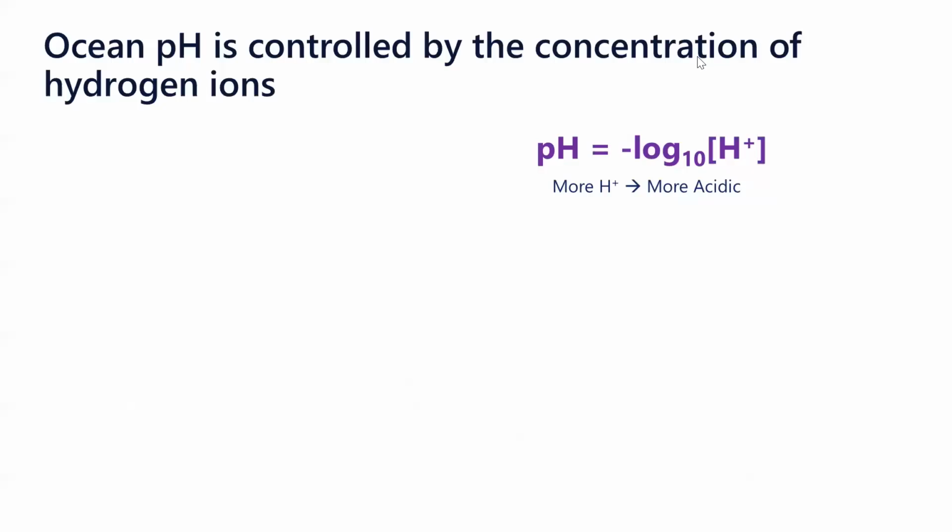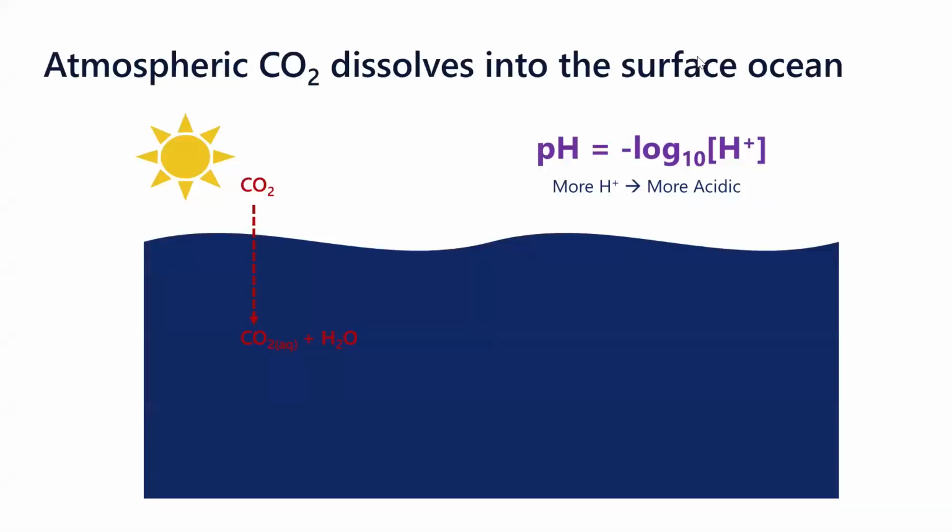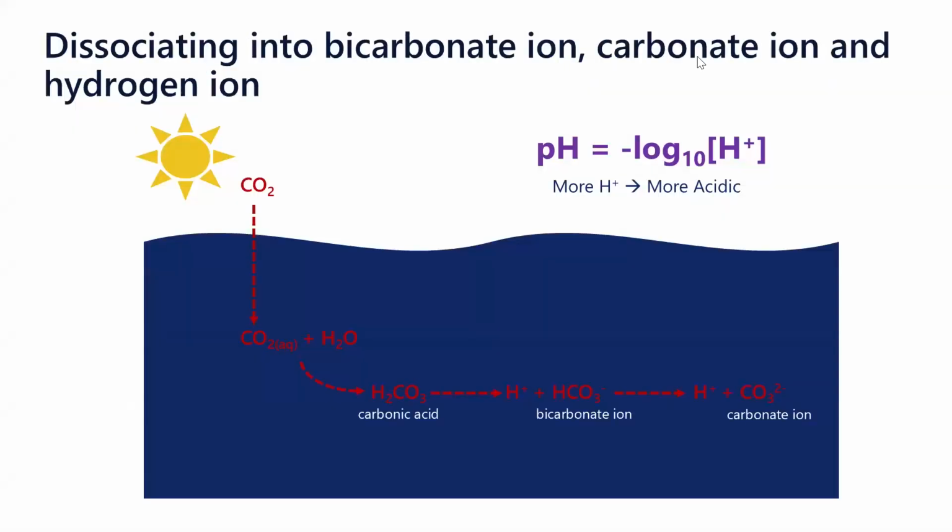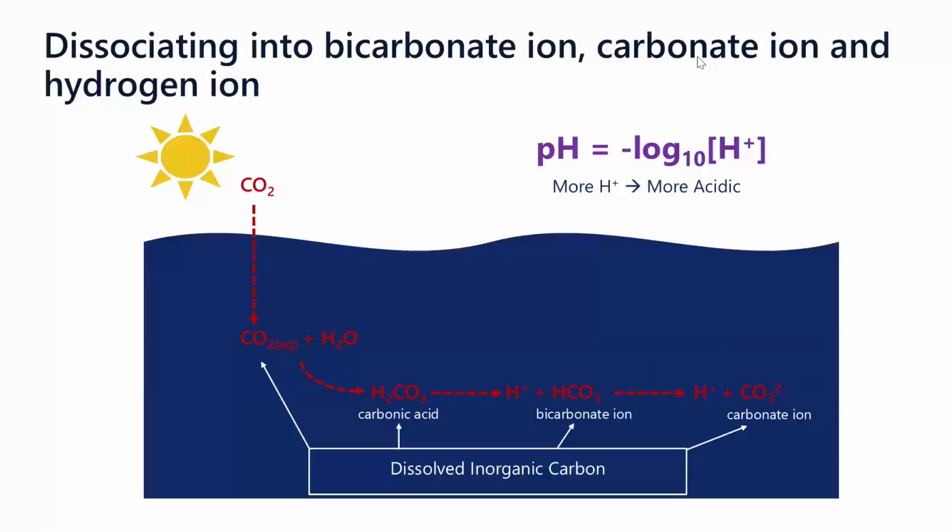Ocean pH is controlled by the concentration of hydrogen ions, and it's on a negative log scale, which means if there are more hydrogen ions, it's more acidic, so lower pH. Atmospheric CO2 dissolves into the surface ocean and forms carbonic acid, which can dissociate into bicarbonate ion and carbonate ion. These different species form dissolved inorganic carbon, which makes up the largest pool of carbon outside of the lithosphere. So it's a hugely important source and store of carbon.